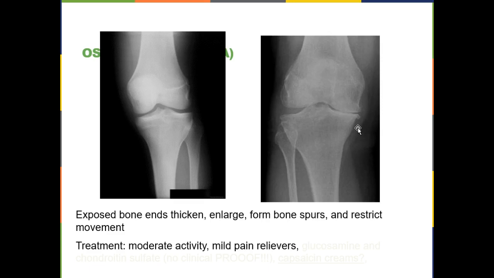I will say, if you do have arthritis, it is to your benefit to keep moving, because the more you move a joint, it encourages the production of synovial fluid and will help you maintain the cartilage that you still have. You just don't want to do anything that hurts.